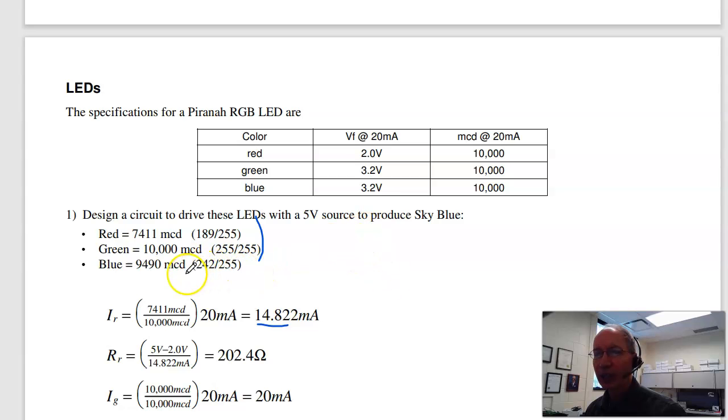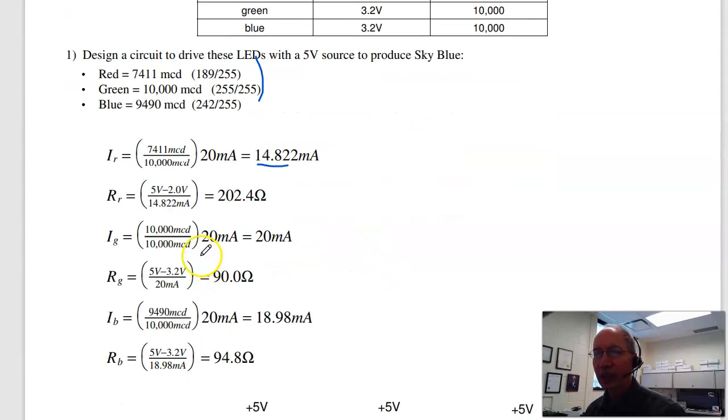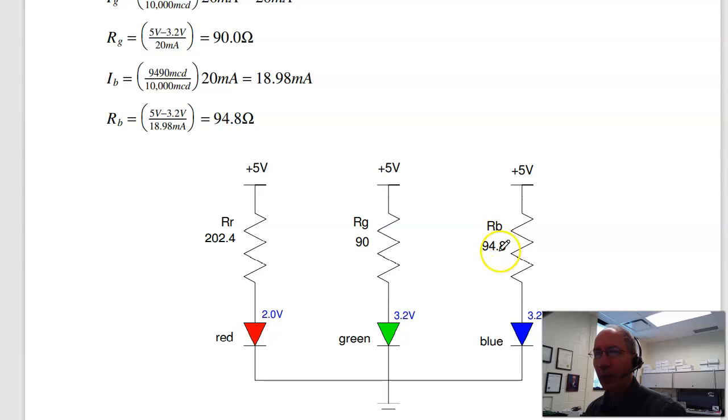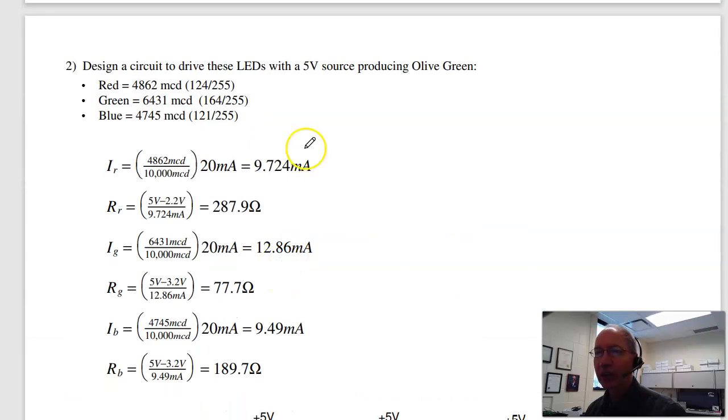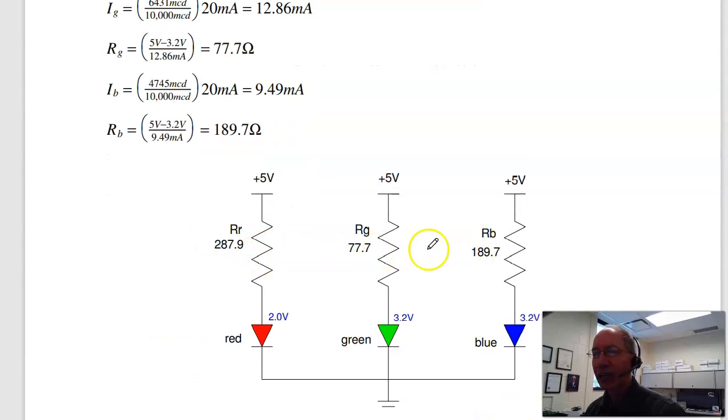And the blue LED is 90.90 millicandles. It's this percentage of full brightness, that percentage of full current, 18.98 milliamps. 1.8 volts at 18.98 milliamps is 94 ohms. So this will produce sky blue. Problem 5, same idea. Change the resistors, change the color, and this will give me olive green.